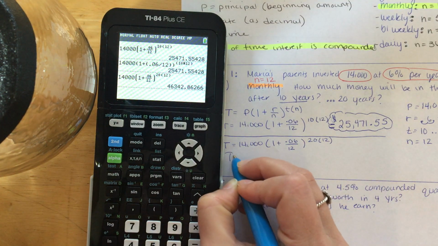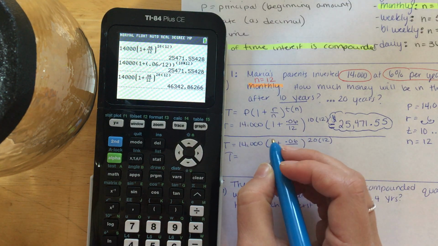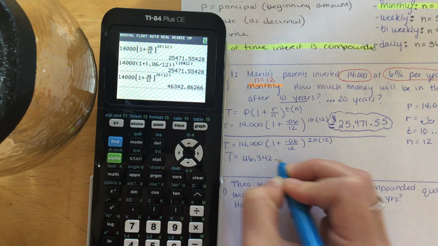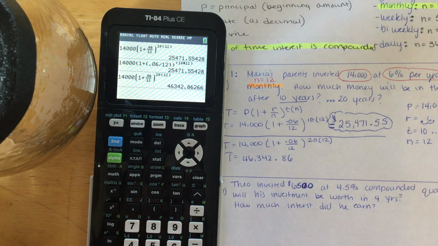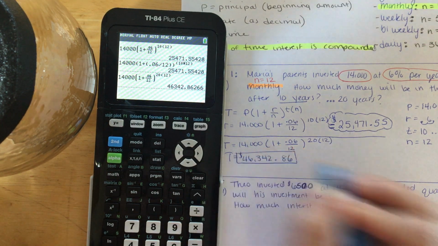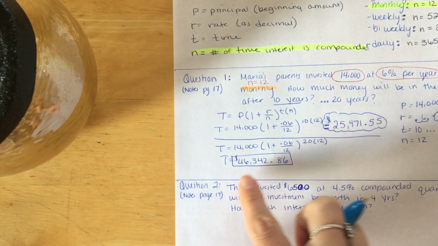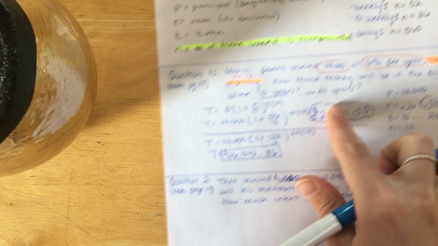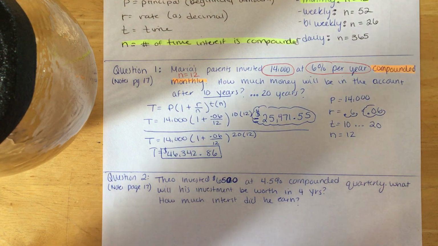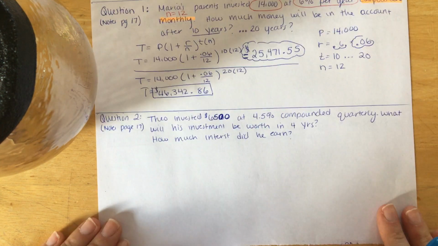Again, you want your interest compounded. The more it's compounded, the better off you will be. And we're rounding to the nearest penny, so 86 cents. And that's after 20 years. It almost doubled from 10 years. Wow, that's a lot of money. All right, moving right along.